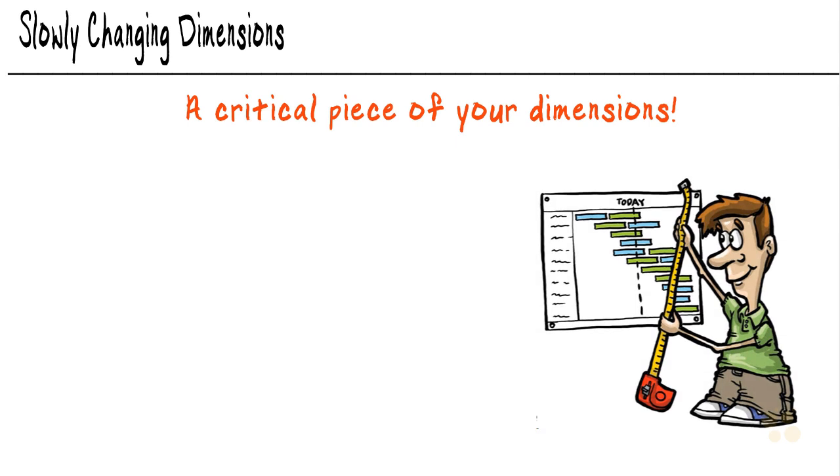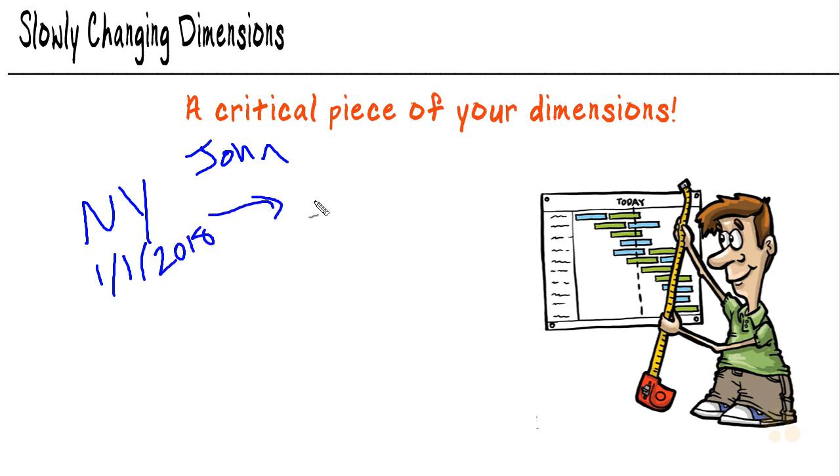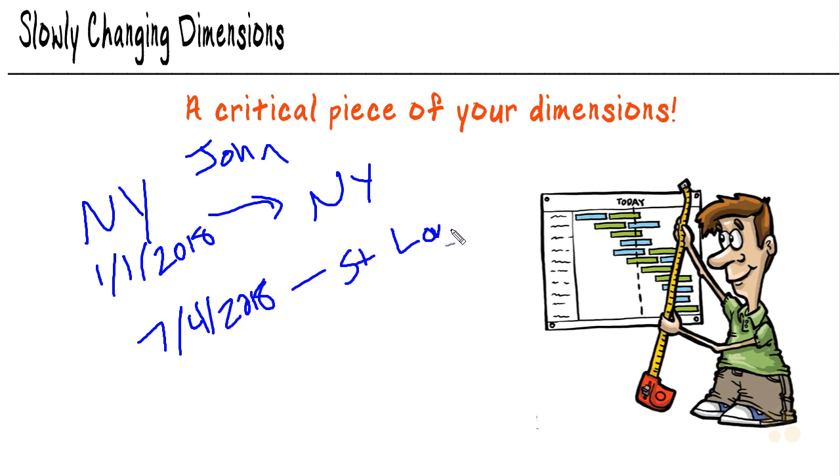Hypothetical example. We have a salesperson located in New York. Let's say his name is John, just for hypothetical situations. John lives in New York, and he starts working on January 1st, 2018. And he's working in New York, and he's selling in New York only. Midway through the year, let's say July 4th, 2018, John moves to St. Louis. And then he's strictly selling in Missouri at that point.